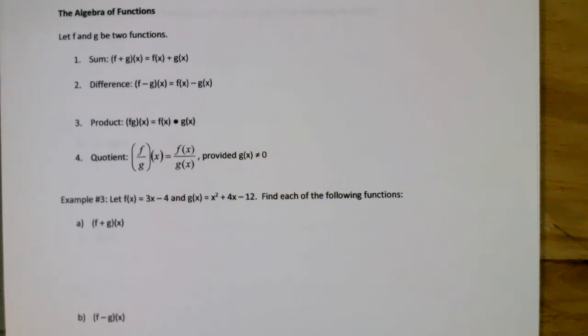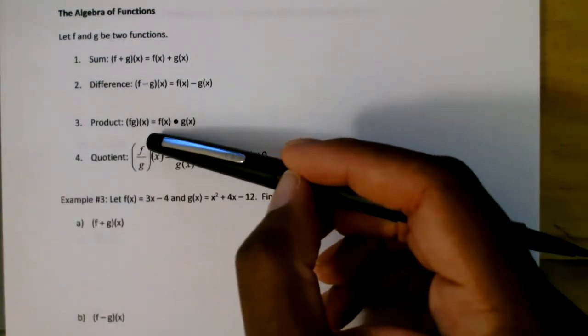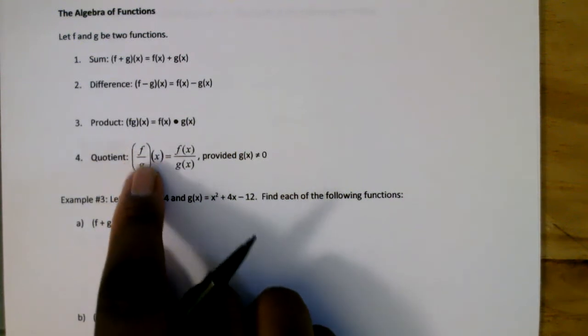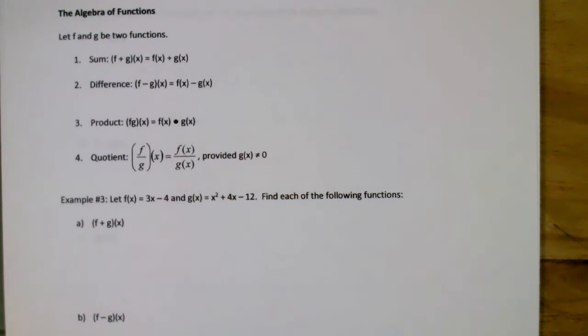And then number 3 is the product. Here you multiply the two functions together. F times g of x is the same as f of x times g of x. That's multiplication. And then the quotient, f divided by g of x, will be f of x over g of x, with the provision that g of x is not equal to 0.